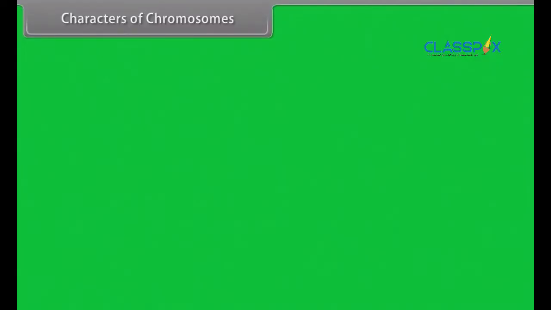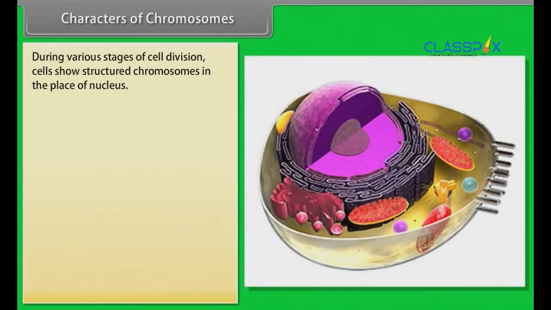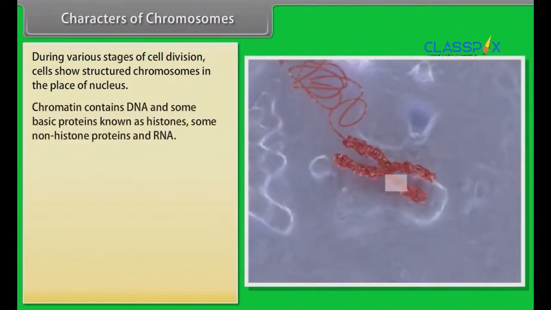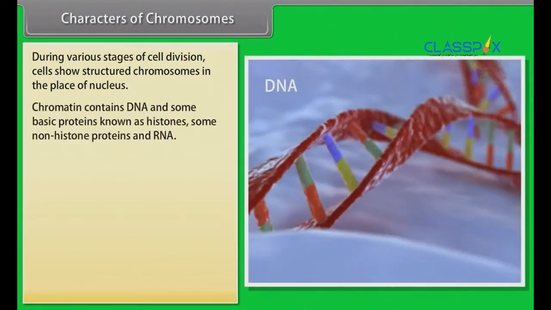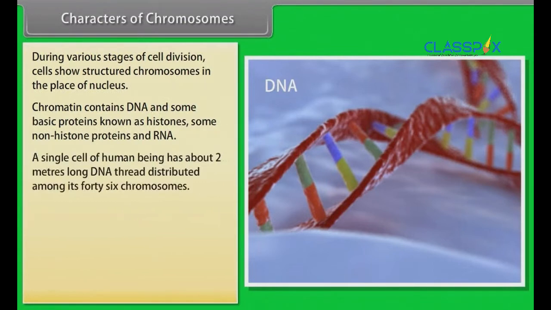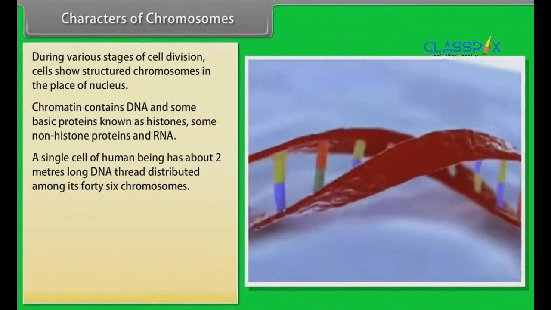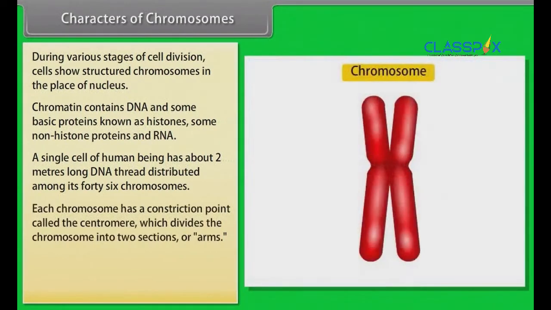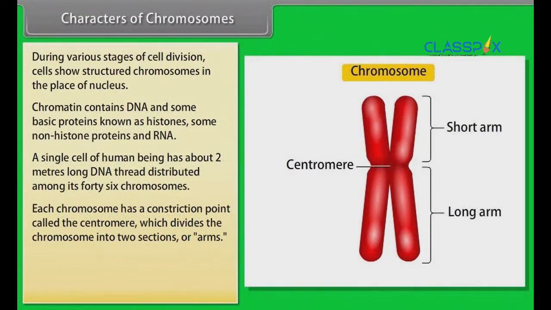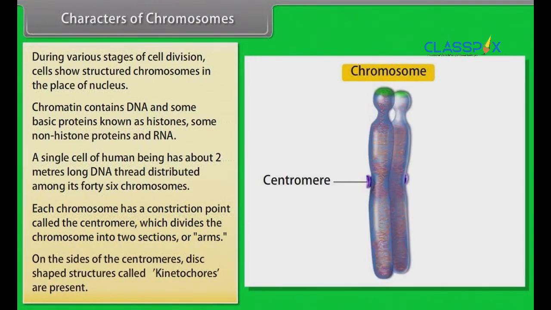Characters of chromosomes. During various stages of cell division, cells show structured chromosomes in the place of nucleus. Chromatin contains DNA and some basic proteins known as histones, some non-histone proteins, and RNA. A single cell of a human being has about 2-meter long DNA thread distributed among its 46 chromosomes. Each chromosome has a constriction point called the centromere, which divides the chromosome into two sections or arms. On the sides of the centromeres, disc-shaped structures called kinetochores are present.